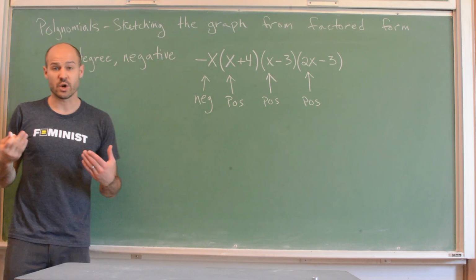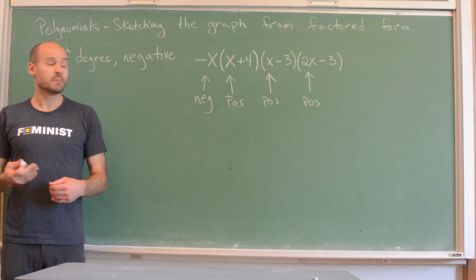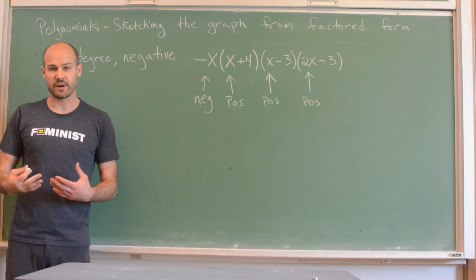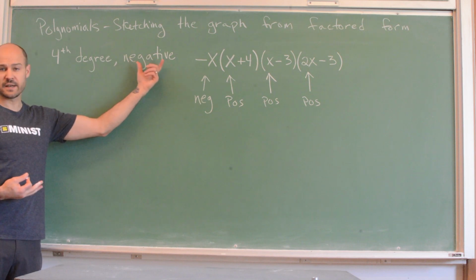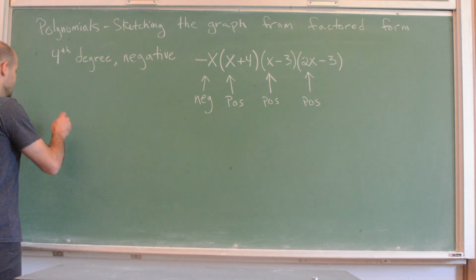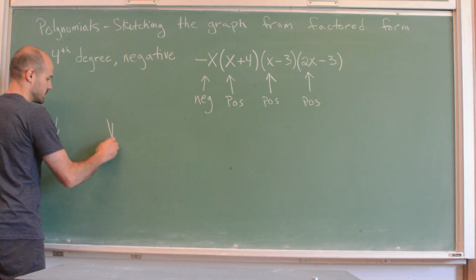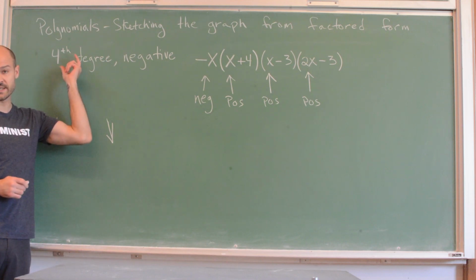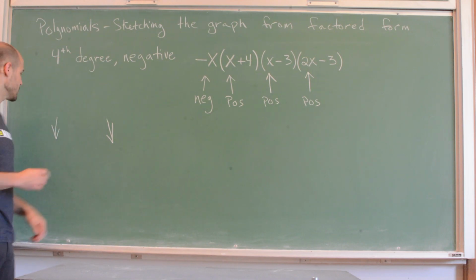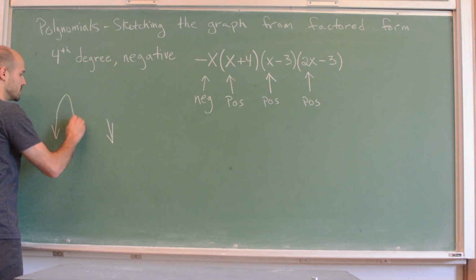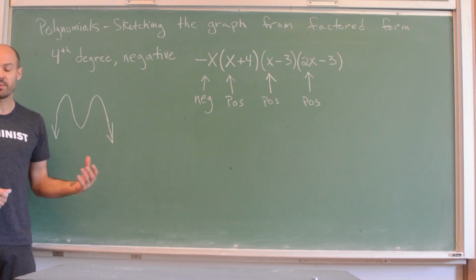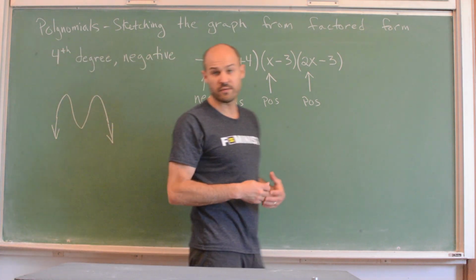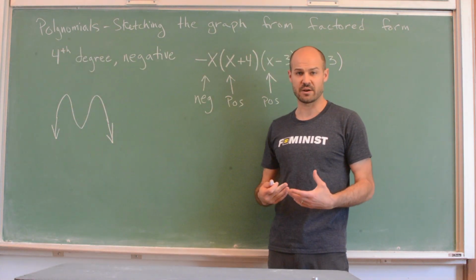And that tells us what our graph is going to look like before we find our zeros and put it on the graph itself. Fourth degree and negative tells us our end behavior is down and down. And fourth degree means it has at most three turns. 1, 2, 3. So our graph's going to look something like this, but what we'll do next for step 2 is find the zeros so we can really place the graph correctly.